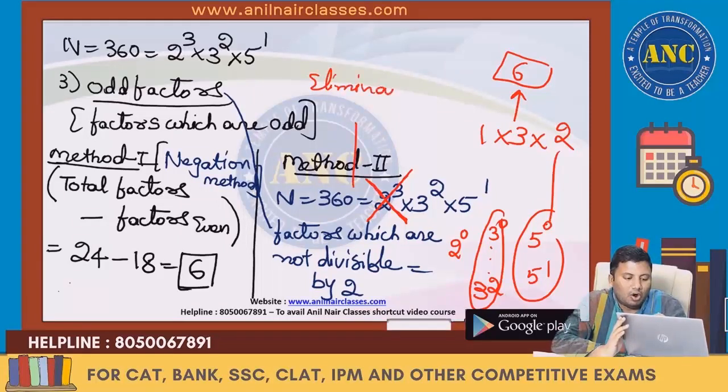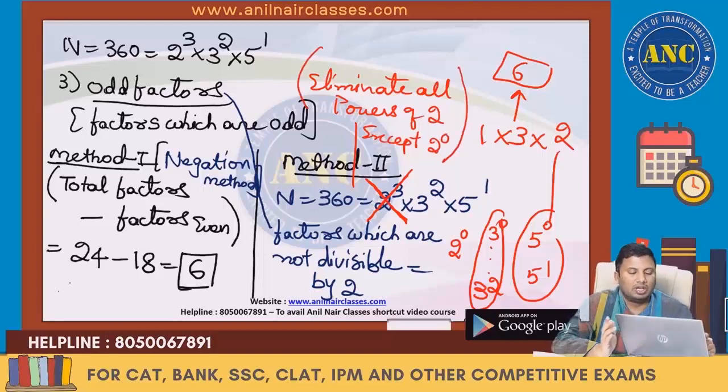In simple language, eliminate all the powers of 2 except 2 power 0. I hope it is clear.